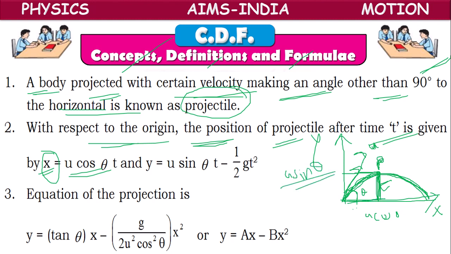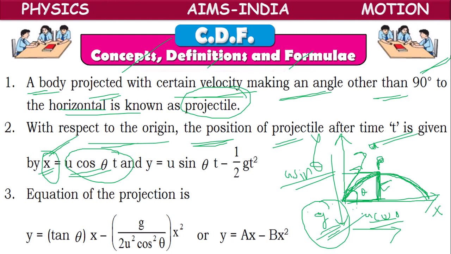In the horizontal direction, the position will be given by u cos theta into t, because in horizontal direction no force is working, velocity is constant. But in vertical direction it will be attracted by gravitational force, meaning it will be under the influence of acceleration due to gravity g. So along y direction its displacement will be u sin theta into t minus half g t square. Like that we can tell the position of projectile.